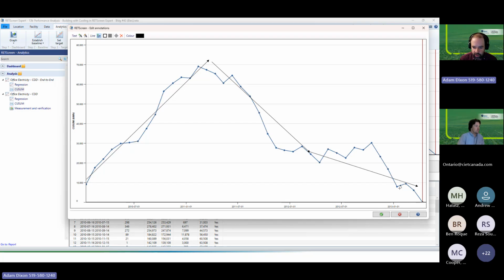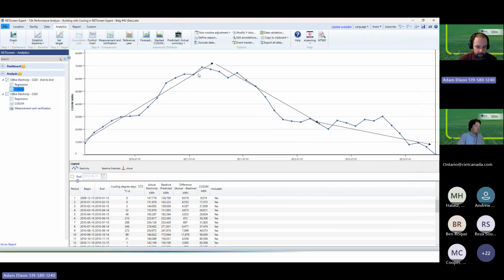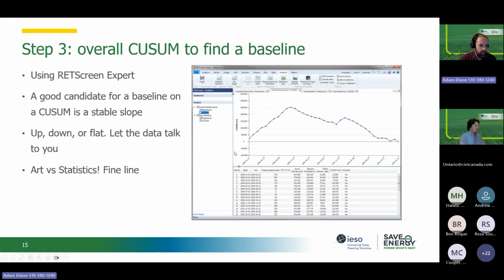So what I'm going to try to do is pull this section of the line down onto the axis. That's my baseline period, so I can see what happens after that relative to zero. Does it go up? Does it go down? Is it flat? Has my performance not changed? And in a cumulative sum, I think I have it on the slide. Just give me one more second. Just bring it back up. Up, down, or flat, let the data talk to you.